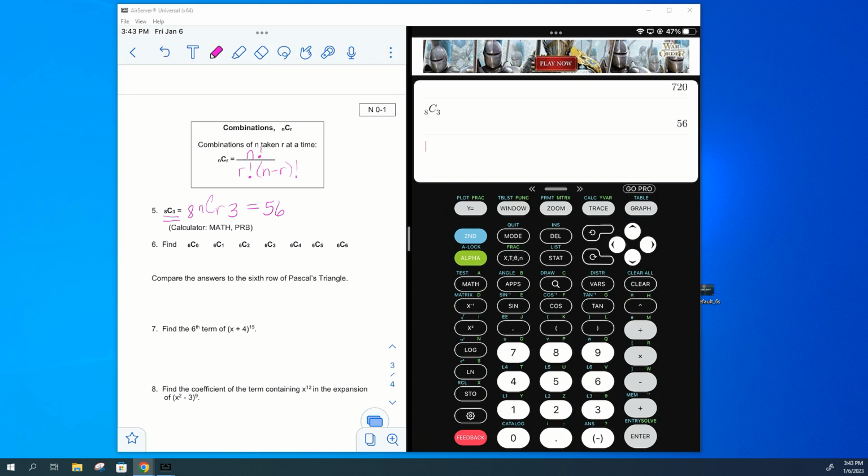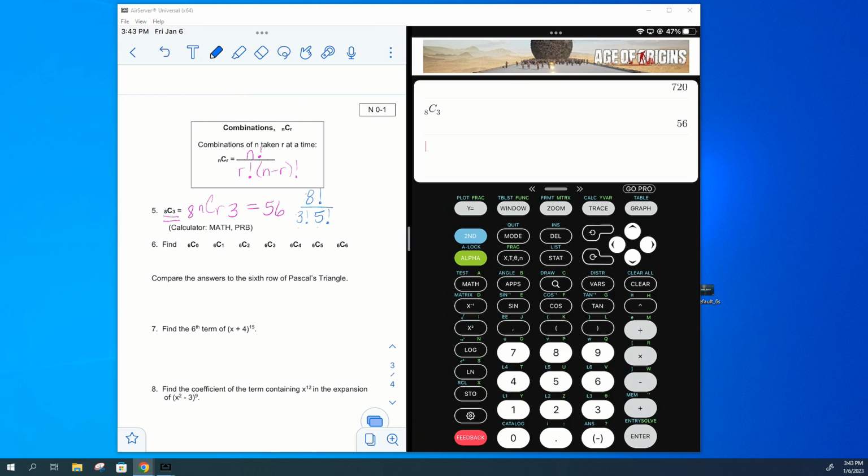Now, just so you know, some of the ones on the homework ask you to do them without a calculator, and that's where you use the formula. Really, that's maybe for SAT or ACT purposes. If I were doing this without a calculator, using the formula, I would get 8 factorial over 3 factorial times 5 factorial. So you see how I have 8 factorial, that's n. r is 3, so 3 factorial, and then n minus r, 5 factorial.